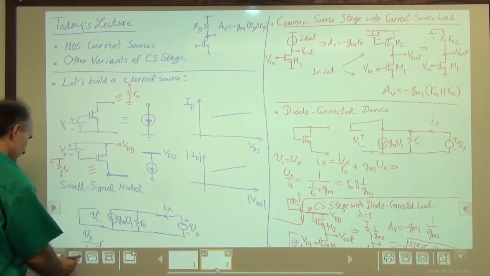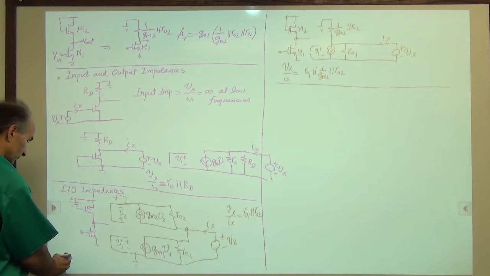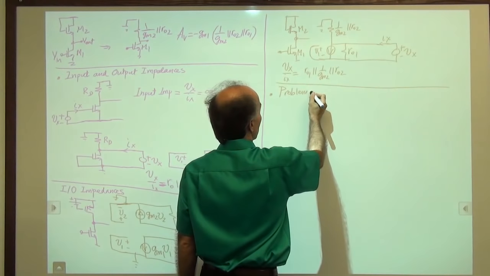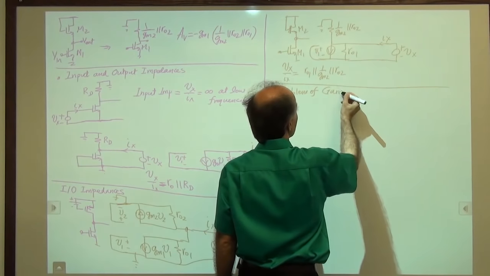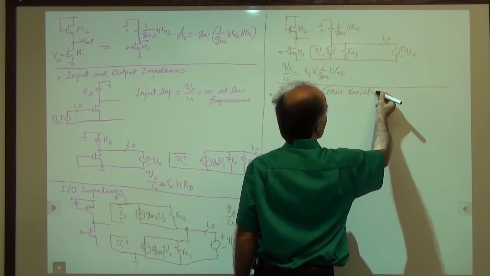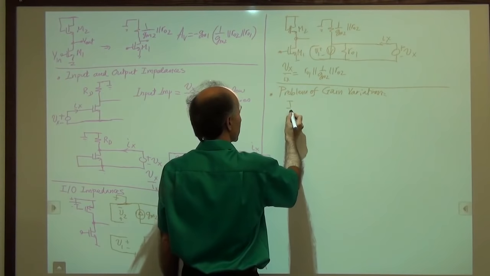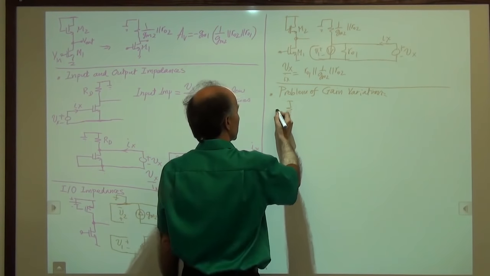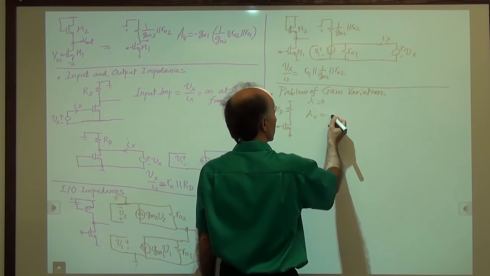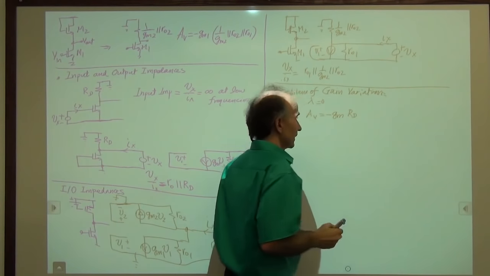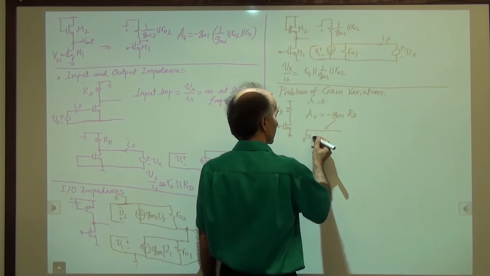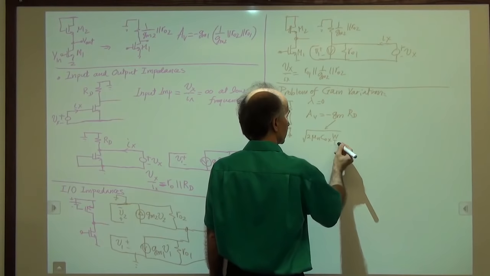All right, so we're going to go there, and we call this the problem of gain variation. Okay, so here's the situation. We have a common source stage, very simple, and if lambda is zero, without channel length modulation, the voltage gain is given by minus gm times RD. Now remember that gm itself has different expressions. For example, it's given by the square root of 2 mu n Cox W over L times ID.